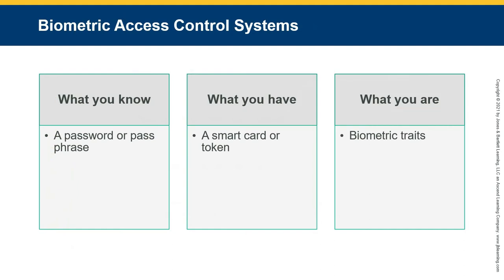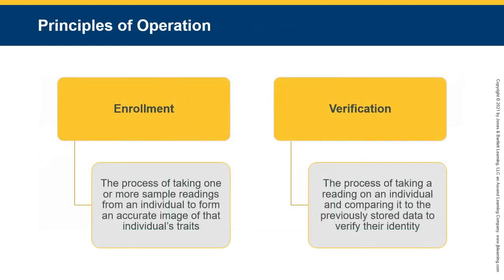Biometric access control systems. What you know: a password or passphrase. What you have: a smart card or token. What you are: biometrics. Principles of operation: enrollment is the process of taking one or more sample readings from an individual to form an accurate image of that individual's traits. Verification is the process of taking a reading on an individual and comparing it to previously stored data to verify their identity.